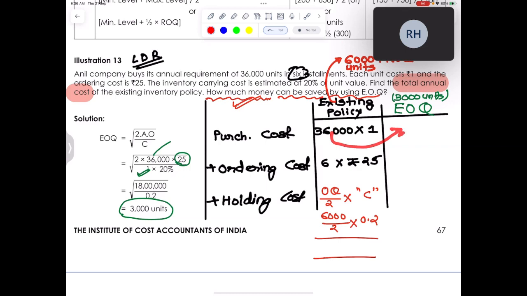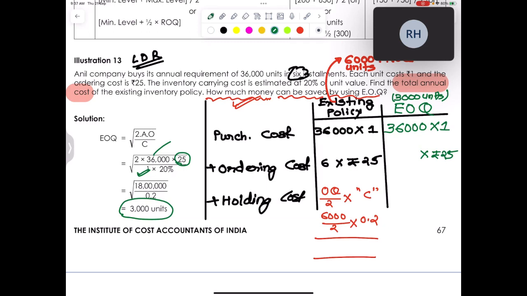And the answer is no. Whether you are using ROQ or EOQ, annual requirement of raw material will remain same. There will be no change whatsoever. It will be 36,000 multiplied by 1. The ordering cost will also remain same, but there will be the change in the number of orders. My order quantity is 3,000 units, while I have to purchase 36,000 annually. What does this indicate, beta?